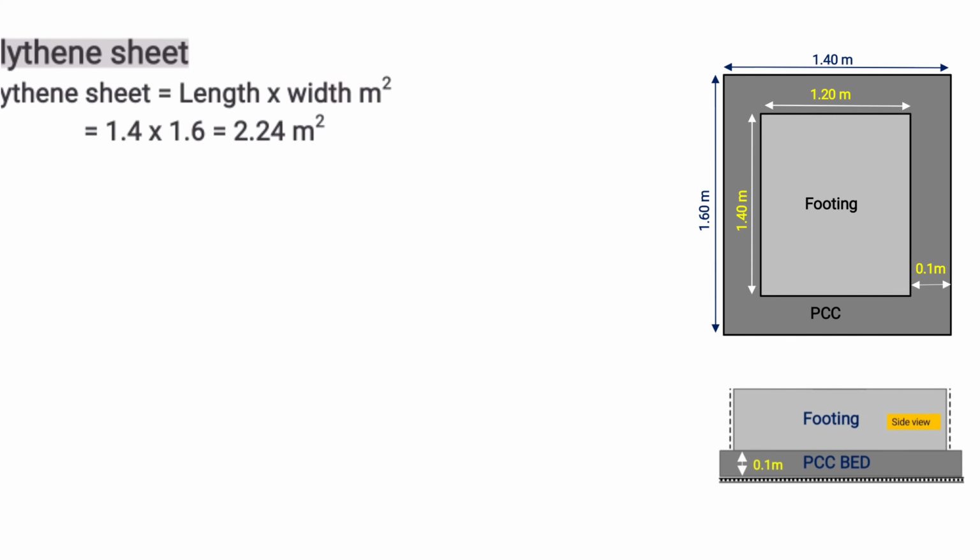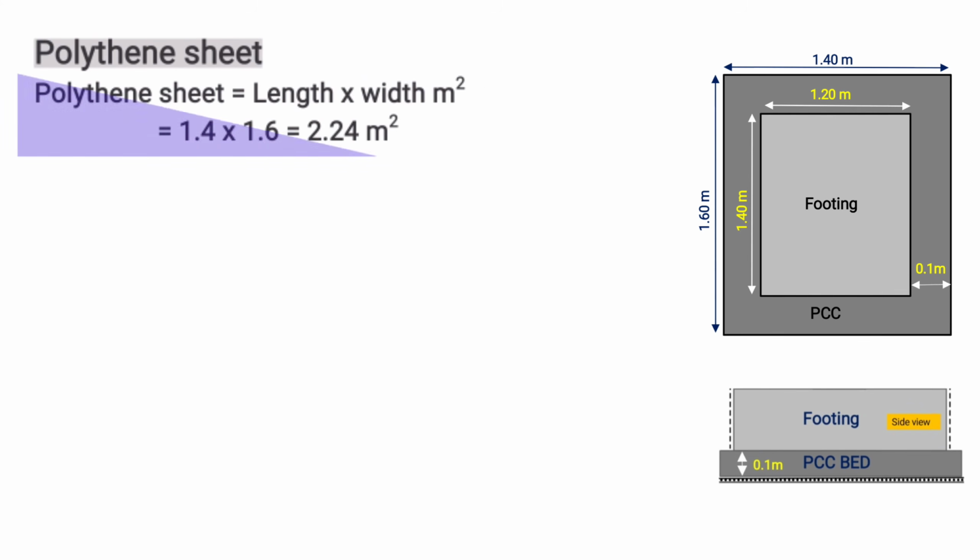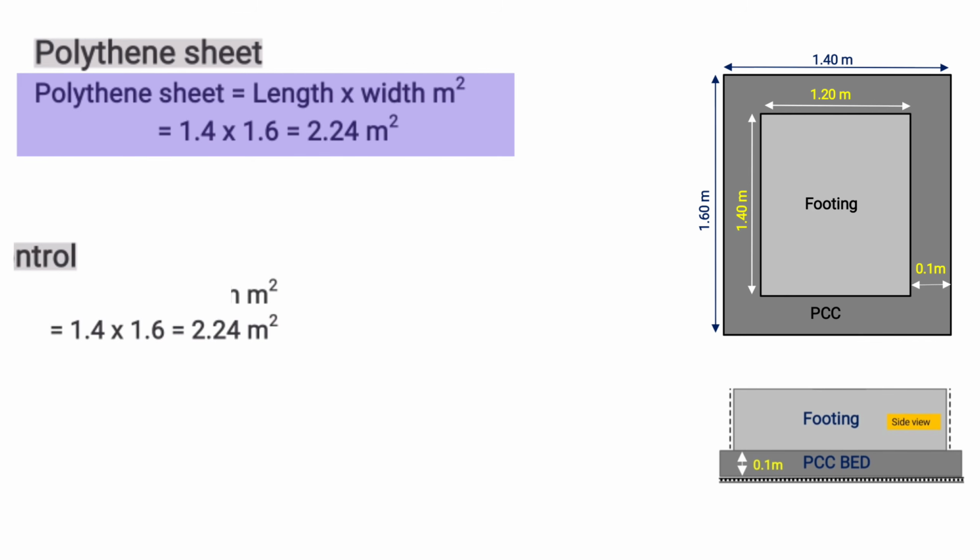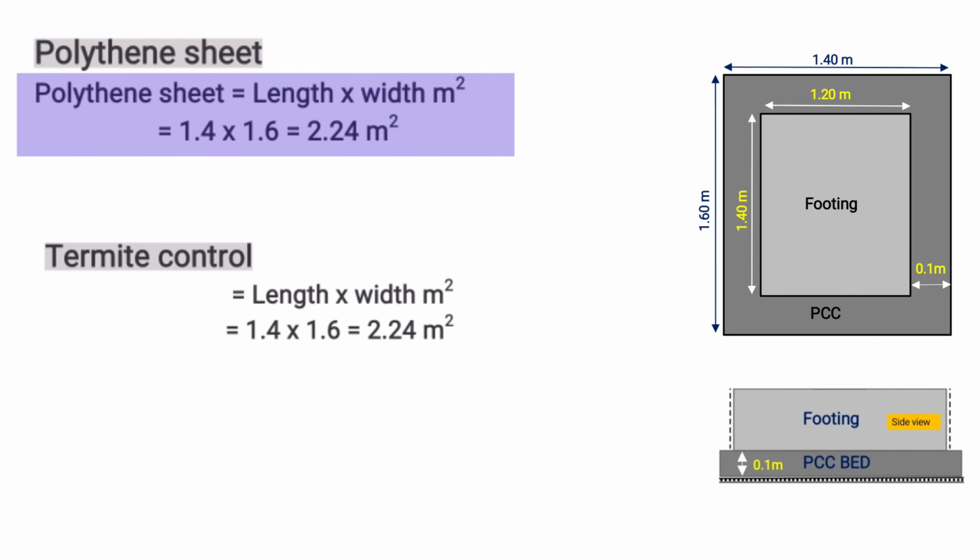The required area of polythene sheet will be equal to area of PCC bed, which is 1.4 into 1.6, which will be equal to 2.24 meters square. And the area required for termite control will also be equal to the area of PCC bed, that is 2.24 meters square. So this was all about this tutorial.